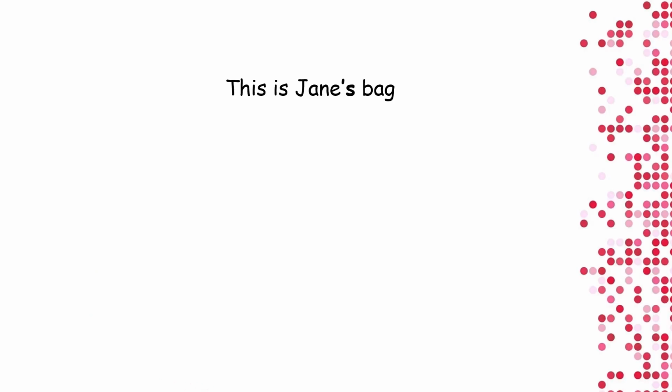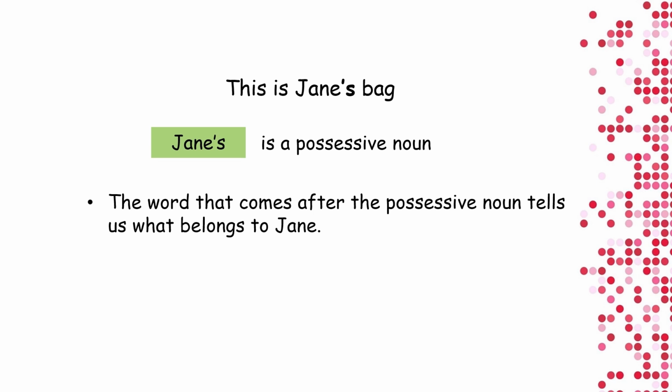In this sentence, Jane's with the apostrophe and the S is the possessive noun. And the word that comes after the possessive noun tells us what belongs to Jane. In this case, a bag.